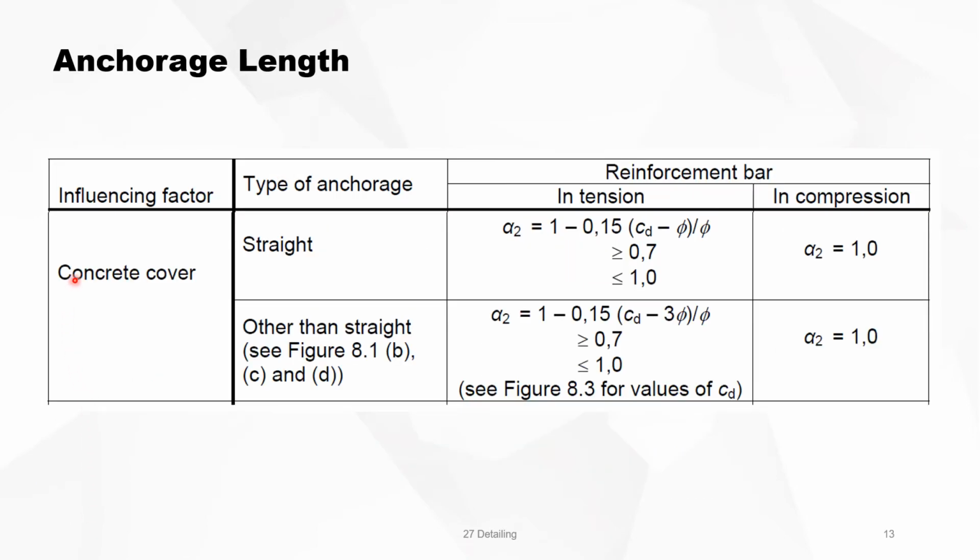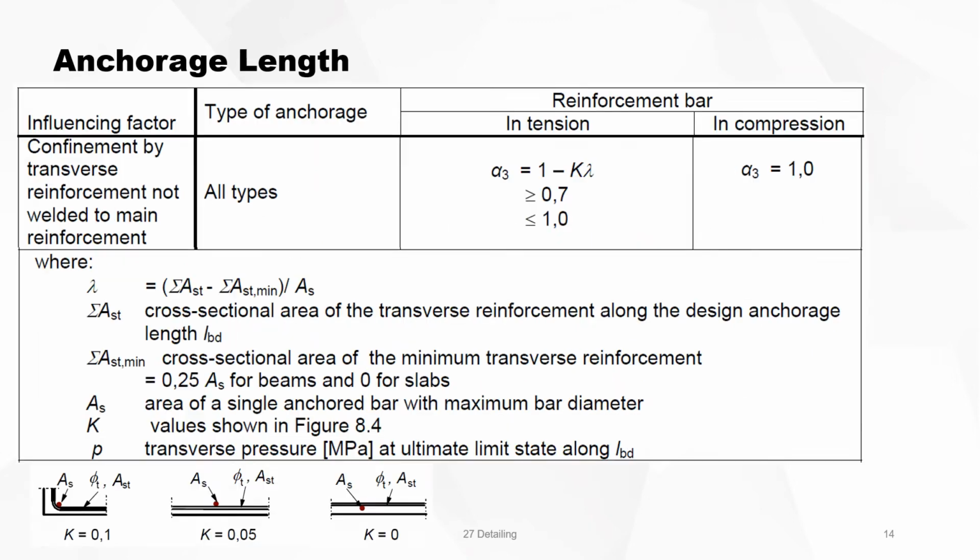Then alpha 2 is the influencing factor of the concrete cover, and you will see alpha 2 is a function of cd again, that we've seen in the previous slide. It must always be bigger than 0.7 and smaller than 1. In compression, it's always 1. And this is for straight bars, and this is for other than straight bars. So it's always the same, the factor cd comes into the formula.